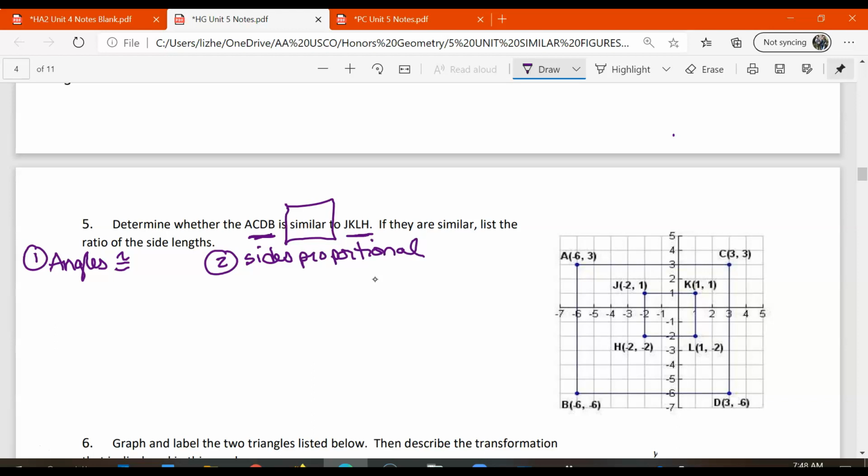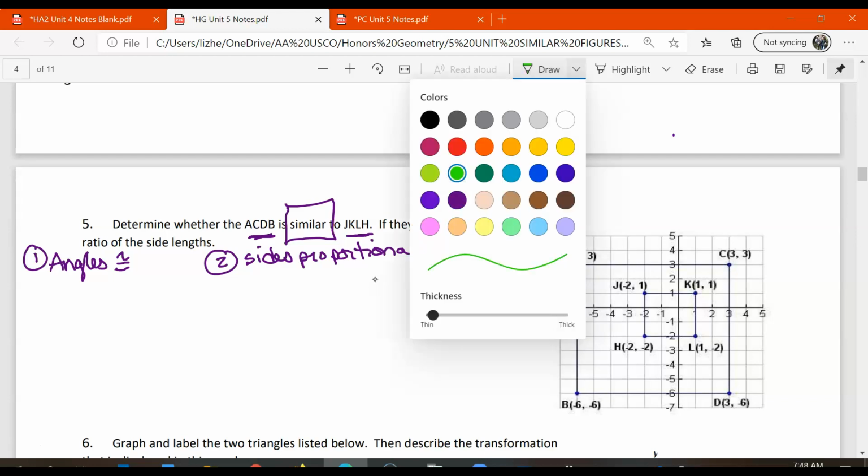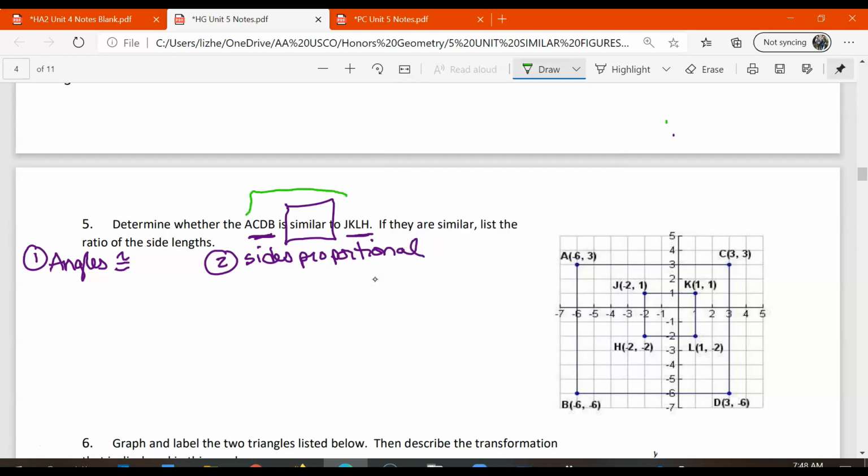All right, so let's first check our angles. In this, angle A has to go with angle J. So this angle is a right angle, this angle is a right angle, because whenever you have horizontal and vertical lines, you get a right angle. And so we can say angle A is congruent to angle J. And then we can say C has to go with K. So C is over here, 90 degrees. K is right there, 90 degrees. So I can say angle C is congruent to angle K.